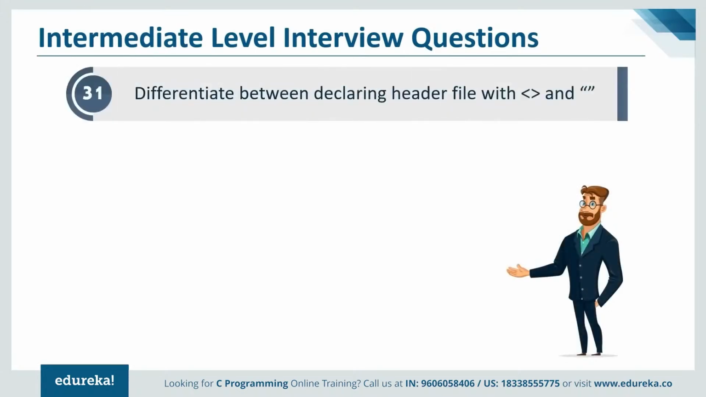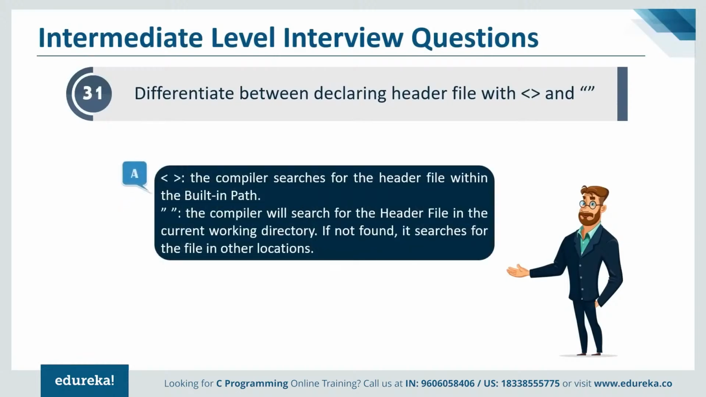The next question is, differentiate between declaring the header file with greater than, less than symbols and double quotes. So the answer for this question is, if you declare a header file using the greater than or less than symbols, then the compiler searches for that header file within the build path of that program. But if you declare the header file using double quotes, then the advantage is that the compiler will search for the header file first in the working directory of that particular program. If it does not find that header file in that working directory, then coming out of that working directory, it searches for the file in all other locations. So there is an advantage if you declare a header file with double quotes.